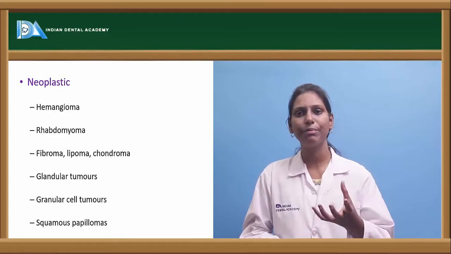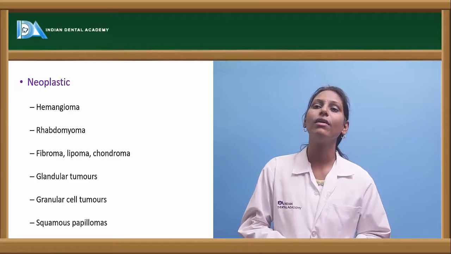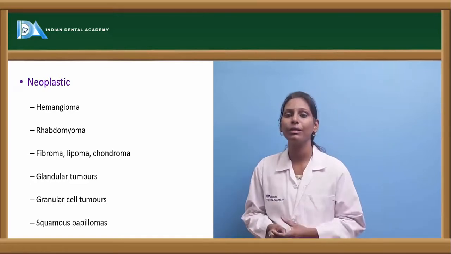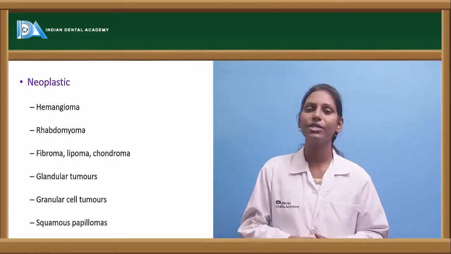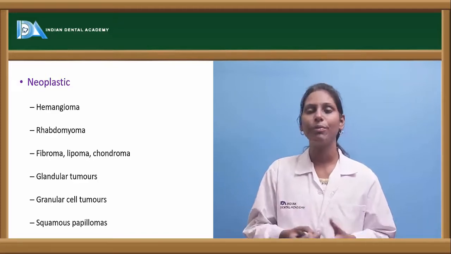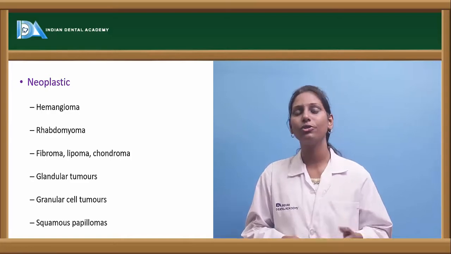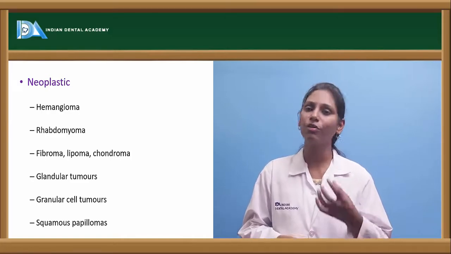It will be light purplish blue in color. And rhabdomyoma is a skeletal muscle tumor, and it is again a benign condition. Fibroma is a benign fibrous growth, lipoma is a benign adipose tissue growth or proliferation, and chondroma is again a benign tumor of the cartilage.